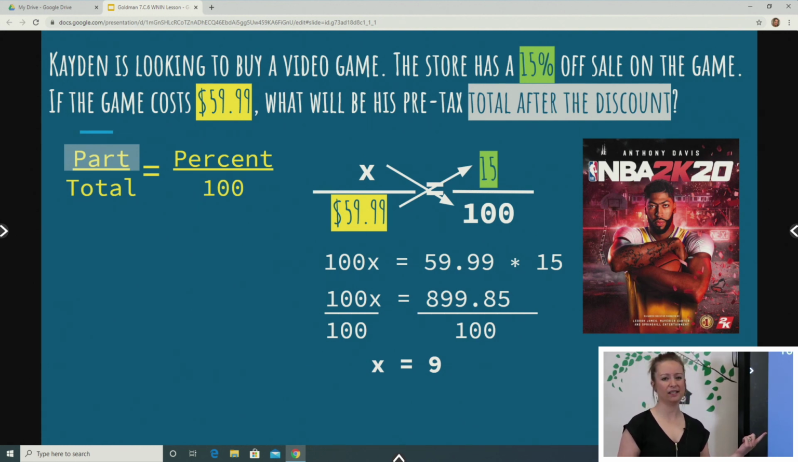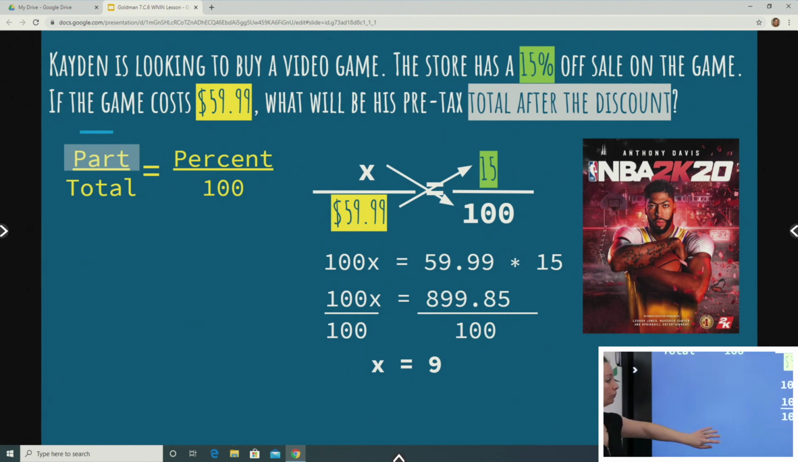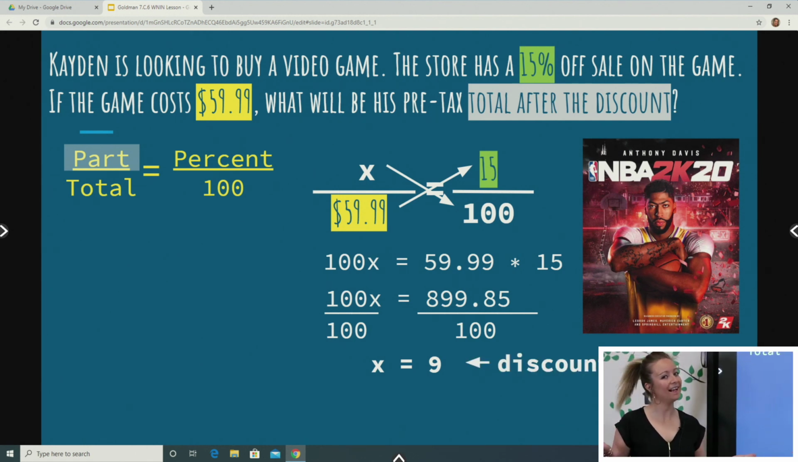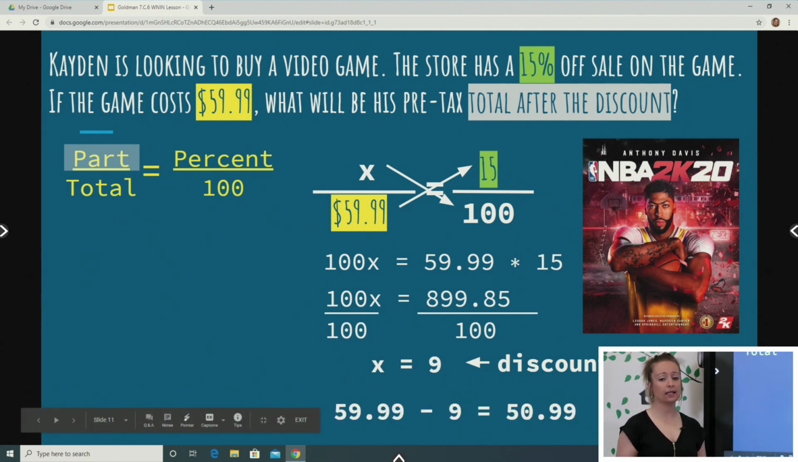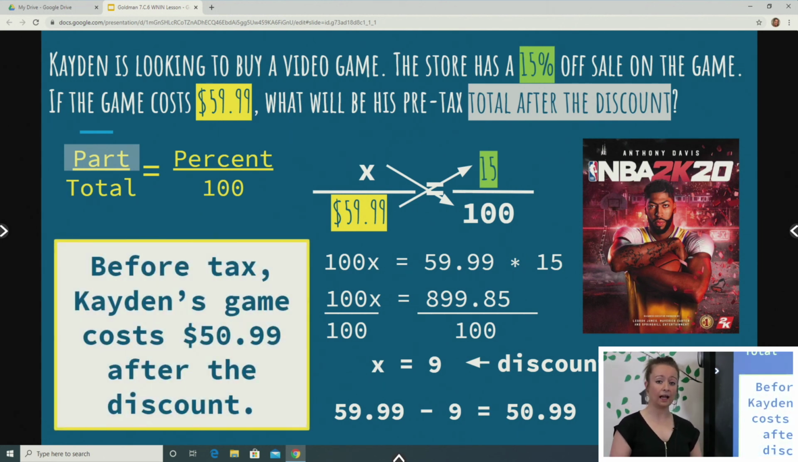But what does that 9 represent again? Well, 15% was the amount that we were discounting. So therefore, that $9 represents the discount. It's not his new price yet. That's just how much we're going to take off of the total. So to figure out what his pre-tax total would be after the discount, we're going to take that total of $59.99 and subtract off the $9. That's going to give us a new total of $50.99. So to answer our question, before tax, Caden's game will cost $50.99 after the discount.